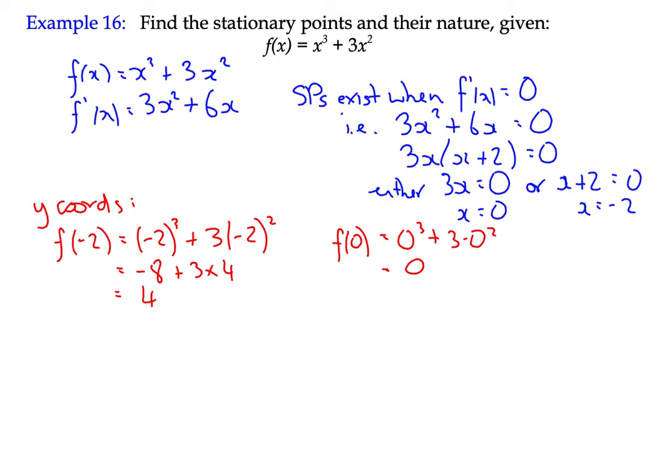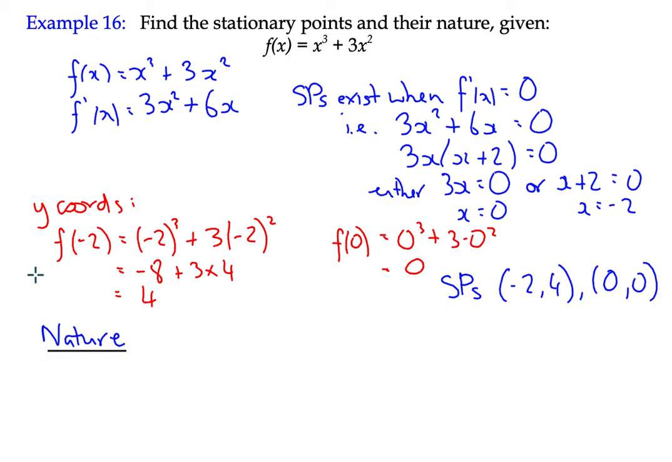In other words, we can say that our turning points, or stationary points, because we don't know if they're actually turning at the moment, are negative 2, 4 and 0, 0. Okay, so now we want to try and find the nature of these points, and you could use a nature table, but the whole point of this example is we're going to use the second derivative. And for basic polynomial functions, quadratic, cubic, quartic functions, it is quite a quick way to do it.